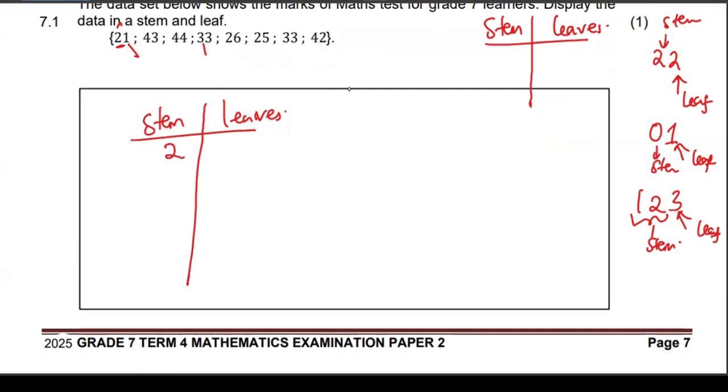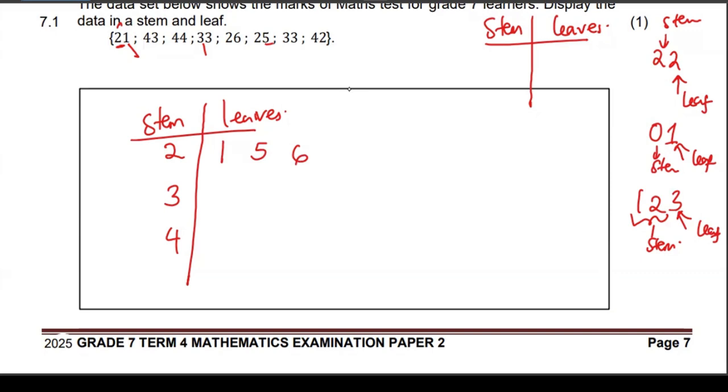So the smallest stem is going to be a 2. We have numbers starting with 3, and numbers starting with 4. With 2, the smallest one is a 1. We write the 1 there. Then from there, we have a 5, just put the 5, and then we put a 6.